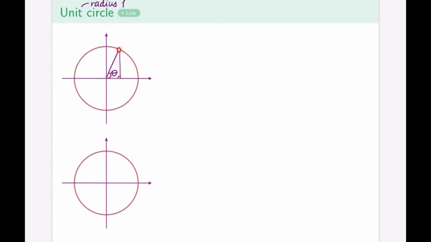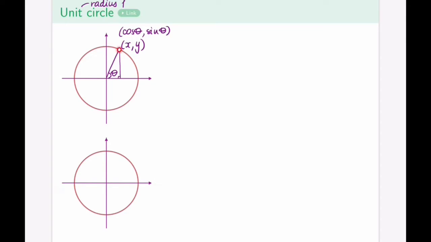Now, once again, the coordinates of this point can be described as x and y in what we call the rectangular coordinate system, or we can think of the coordinates of this point in terms of this angle theta. What the x coordinate will correspond to is what we call cosine of theta, and what the y coordinate will correspond to is what we will call sine theta. This is the definition of the trigonometric functions, sine and cosine.